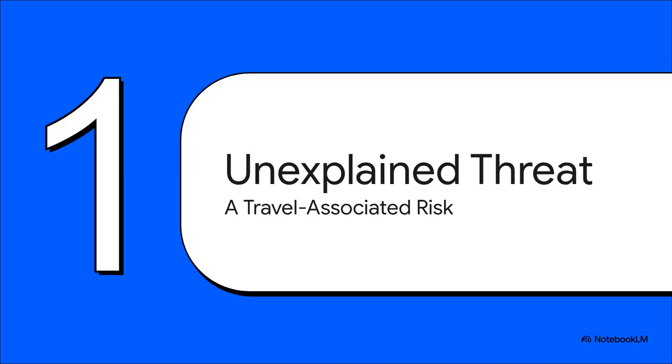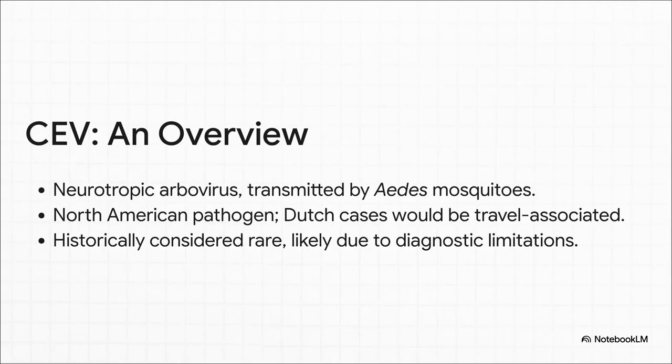Okay, so first up, framing the virus. Let's look at it as an unexplained neurological threat, especially one we might see in a traveler. So what exactly are we dealing with here? It's a neurotropic arbovirus, which means it loves nerve tissue and gets around via arthropods, specifically Aedes mosquitoes.